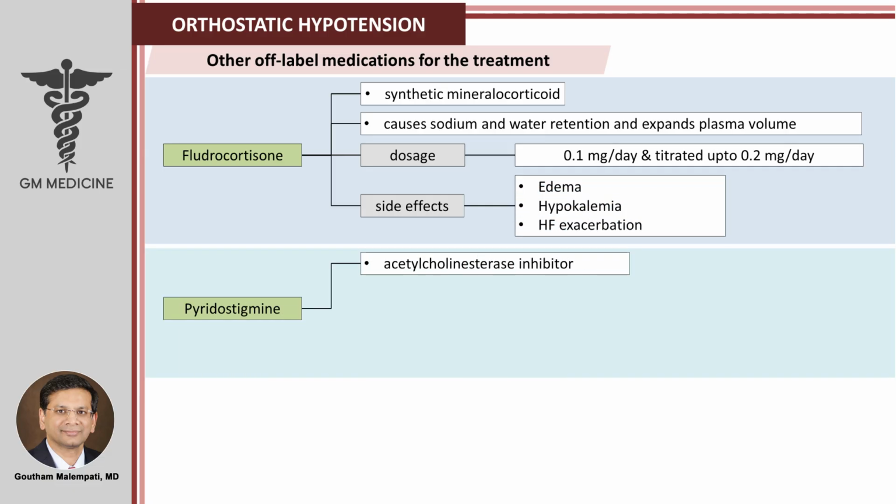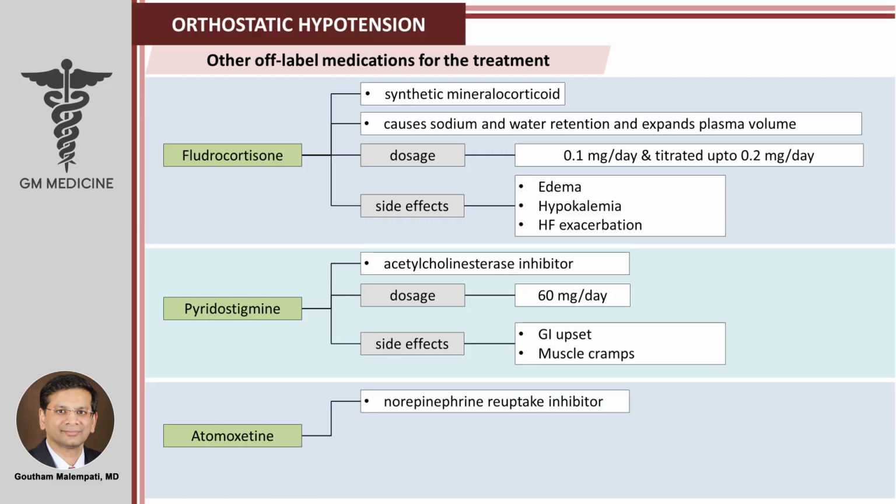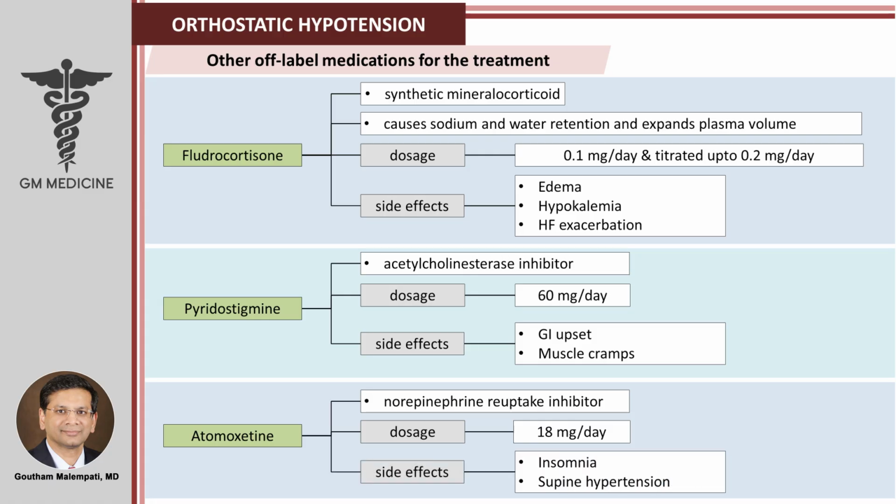Pyridostigmine is an acetylcholinesterase inhibitor. It is given in a dose of 60 milligrams per day. Major side effects include GI upset and muscle cramps. Atomoxetine is a norepinephrine reuptake inhibitor. It is given in a dose of 18 milligrams per day. Major side effects include insomnia and supine hypertension.